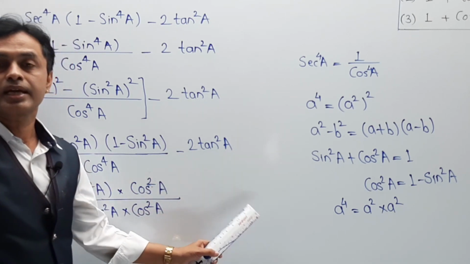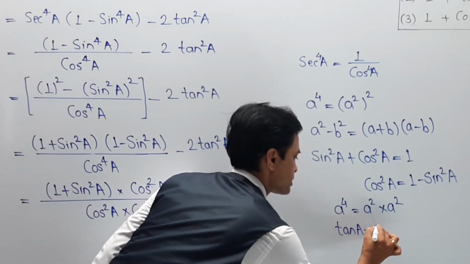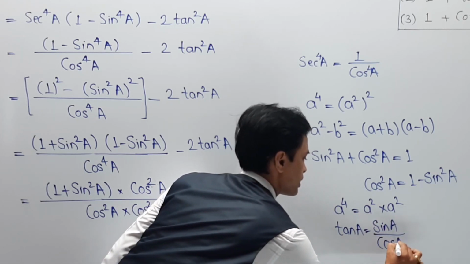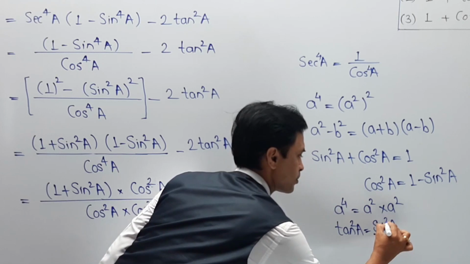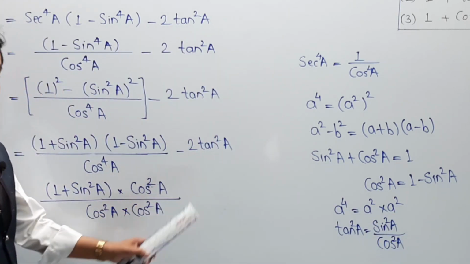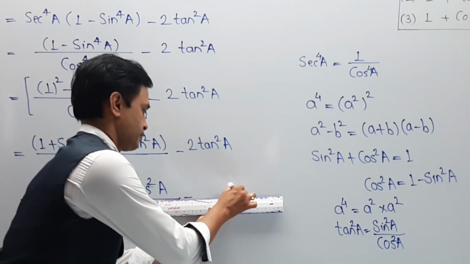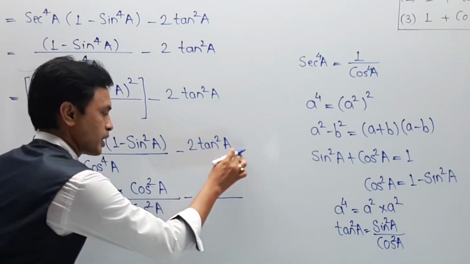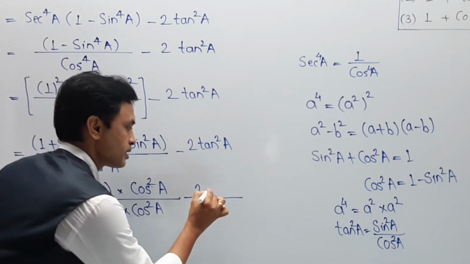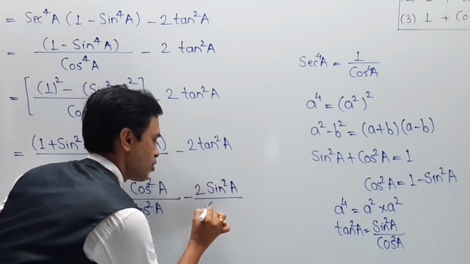Just as I observe the value of cos square a, immediately I can understand the factor here for the next part. Tan a can be written as sin a upon cos a. In a similar manner, tan square a can be written as sin square a upon cos square a. Now I am going to do the same thing here. So your minus term is 2 tan square a, I am writing 2 as usual, and tan square a can be written as sin square a upon cos square a.